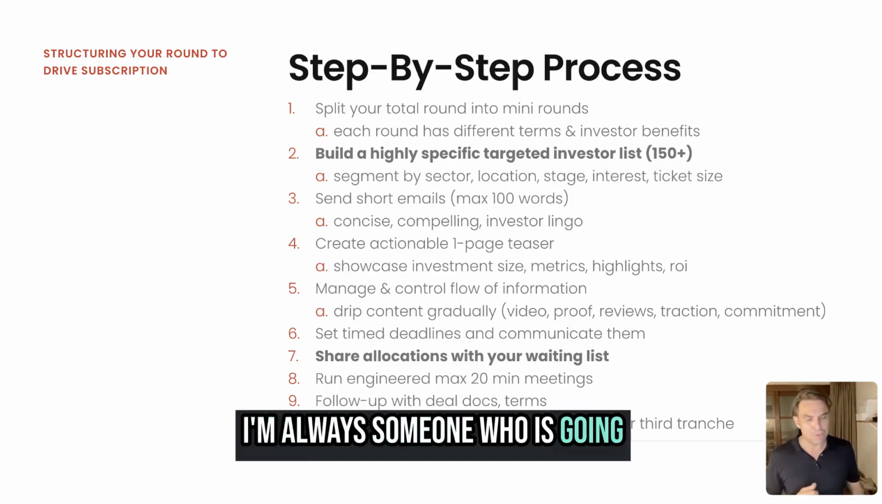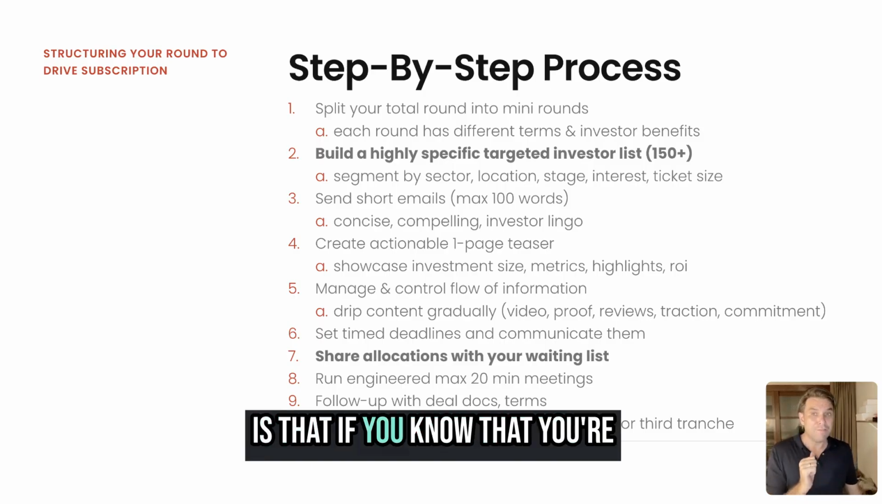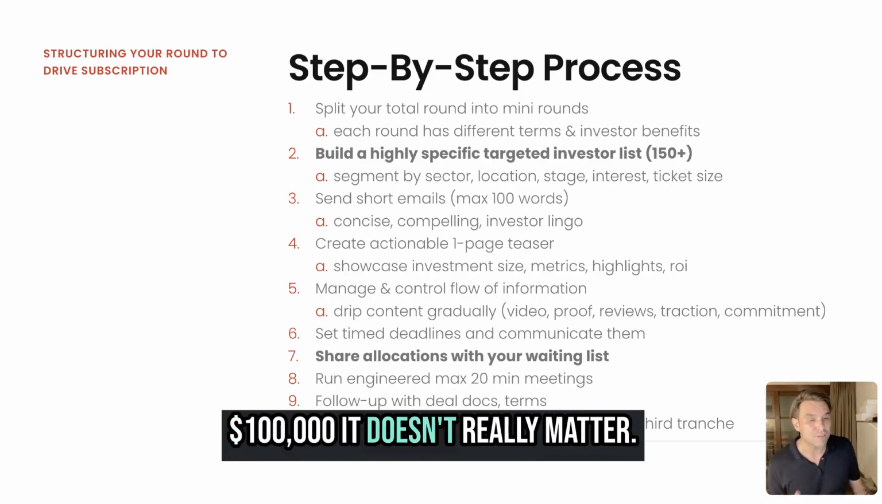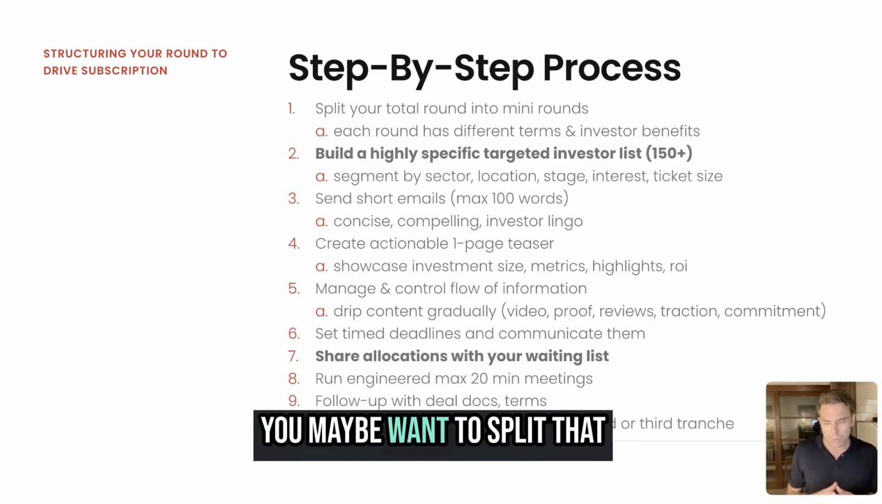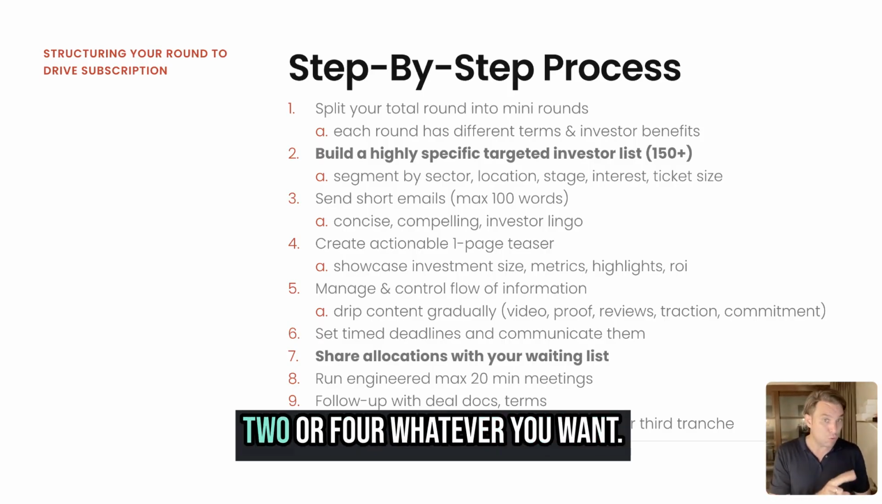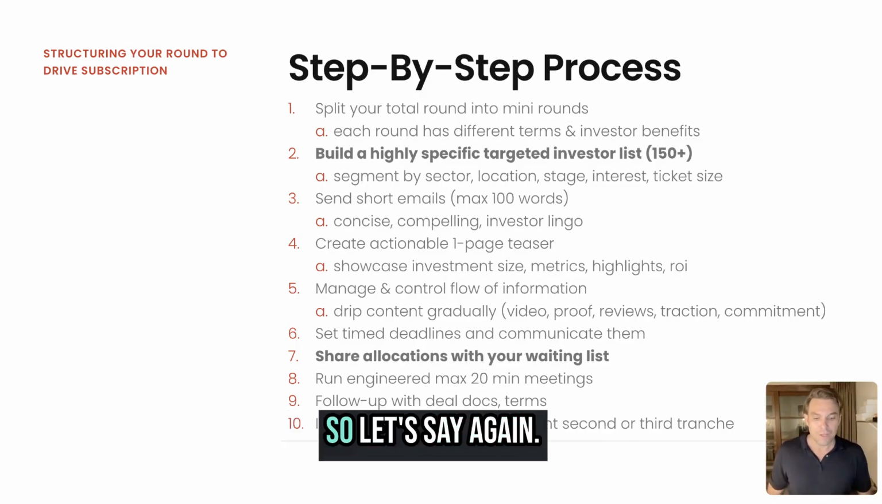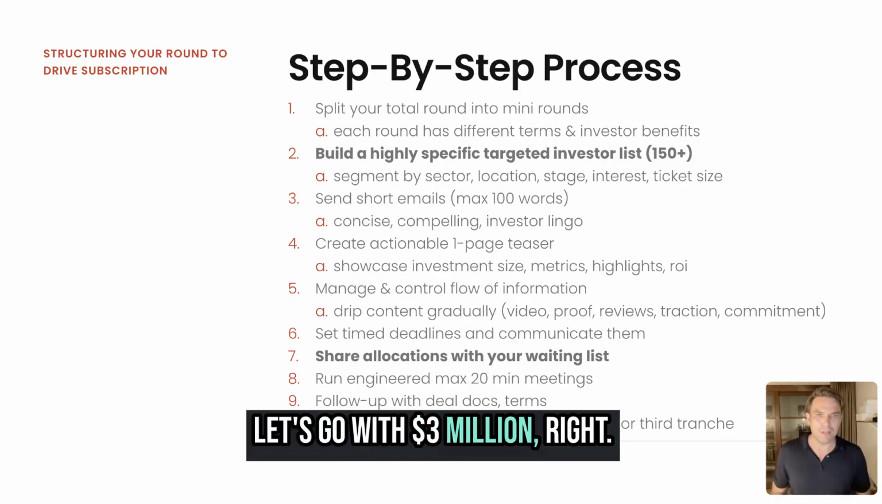I'm always someone who is going a little bit beyond the example, so apologies for that. But the key here is that if you know that you're going to raise $5 million, or $100,000, it doesn't really matter. You maybe want to split that round into 3 mini rounds, or 2, or 4, whatever you want. I always choose 3. So let's say, maybe not 5, let's go with $3 million, right?